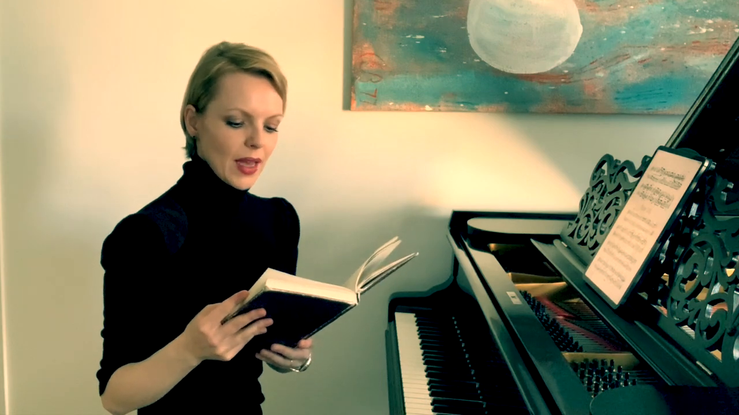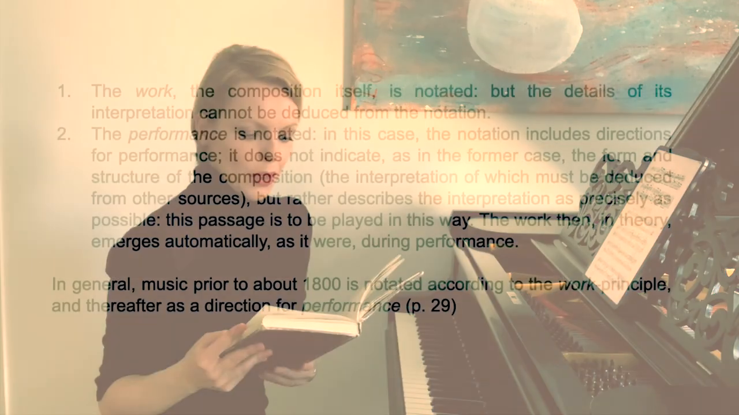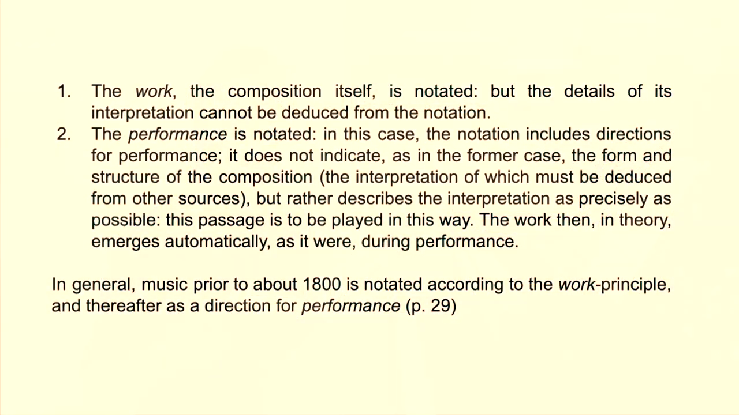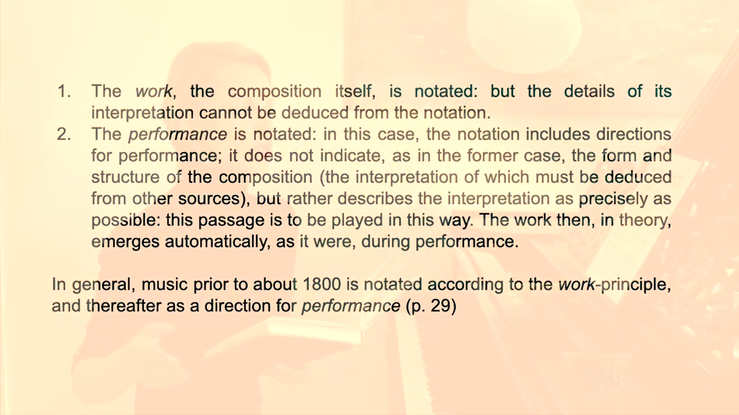Harnoncourt writes that prior to the 1800s, the composition itself was notated, but the details of the interpretation could not be deduced from the notation. Now, fast forward to 1800, it is the performance that is notated. In this case, the notation includes directions for performance. It does not indicate, as in the former case, the form and structure of the composition, the interpretation of which must be deduced from other sources, but rather describes the interpretation as precisely as possible. This passage is to be played in this way.